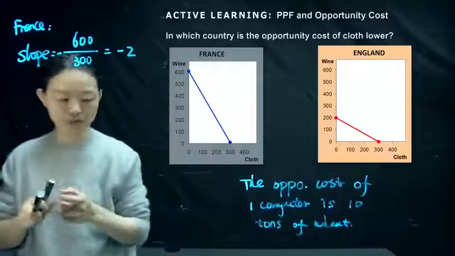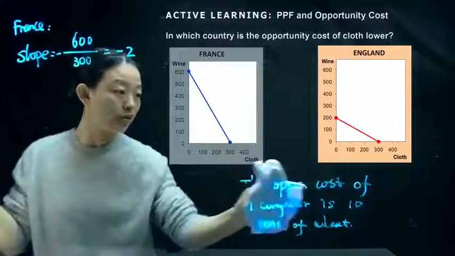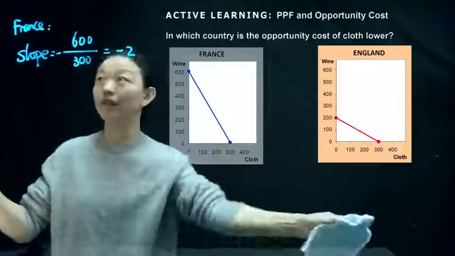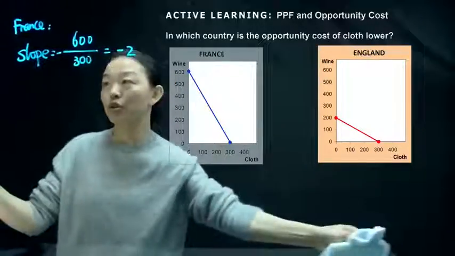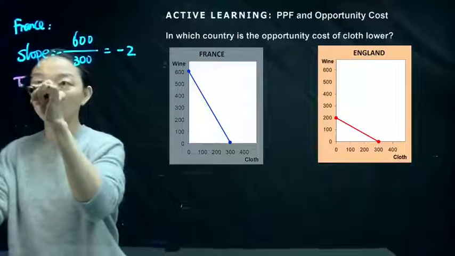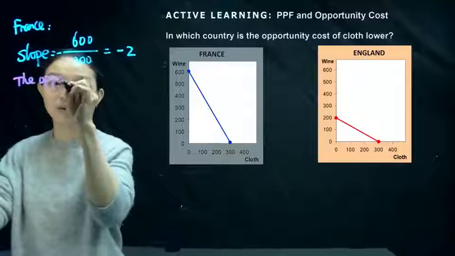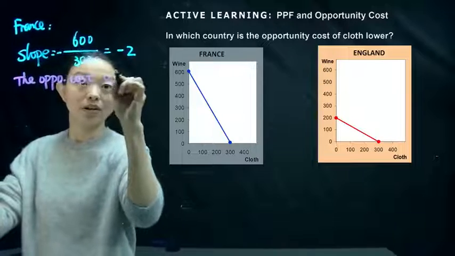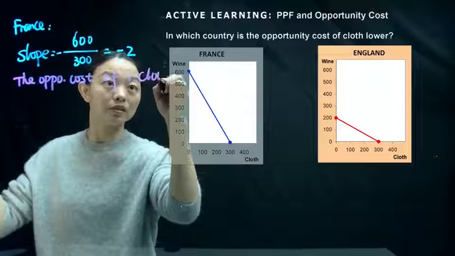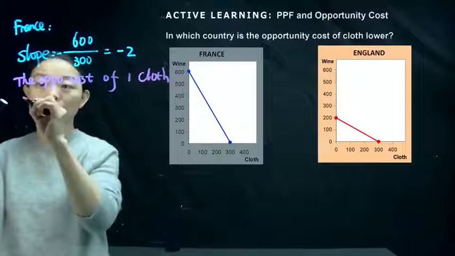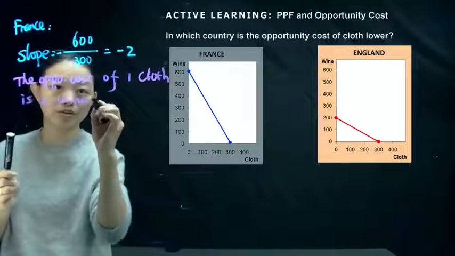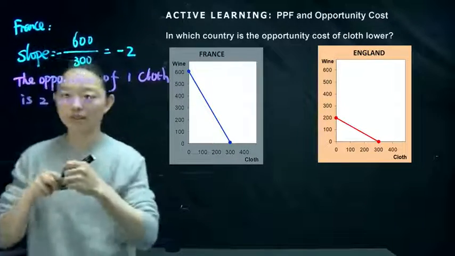So this slope will tell us the opportunity cost of one piece of cloth in France will be 2 units of wine. Okay, so this will tell us the opportunity cost of one cloth is 2 wine. Then let's look at England.